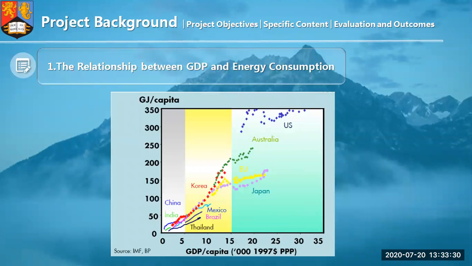So what's the relationship between GDP and energy consumption? We could say the higher the GDP of a nation, the more energy it takes. So if a developing country like China or India would like to become a developed country, it will increase its amount of energy consumption, which will cause more energy problems.